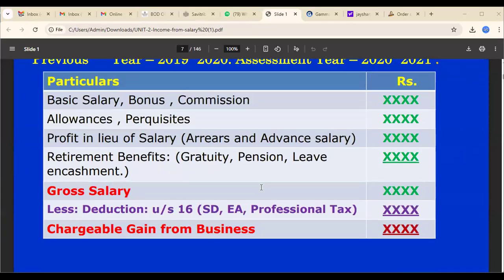Now, what is the formula for computation? First, I will calculate my basic salary, bonus and commission. Then I will add allowances and perquisites. Then I will add any outstanding or prepaid salary, and any pension I receive. So this total becomes my gross salary. And from gross salary, I'll deduct the section 16 standard deduction, then my professional tax, and then I will deduct the gain from business.